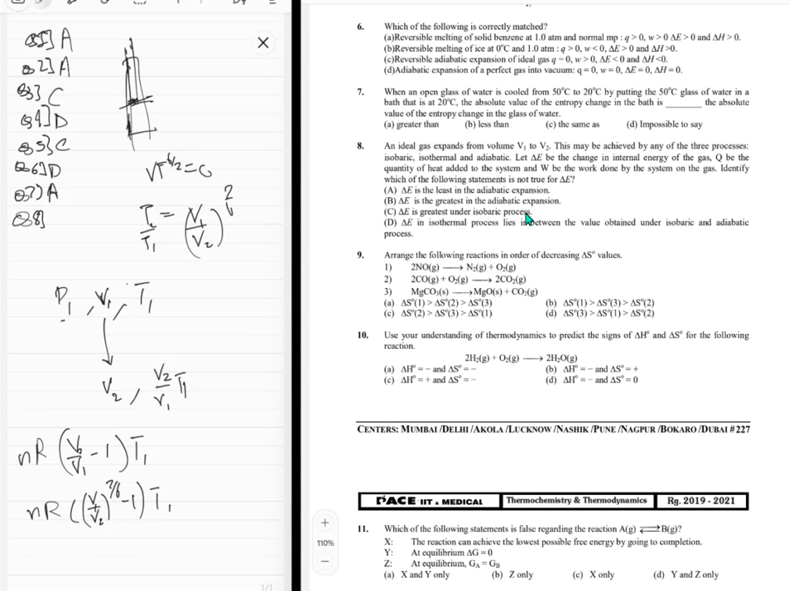Okay, so which of the following is not true for delta E? Delta E is the least in adiabatic. That is correct. Delta E is the greatest in the adiabatic process. No, that's incorrect. So B is the answer. Delta E is the greatest in the isobaric process. That is correct. B is the answer. Okay, ninth.